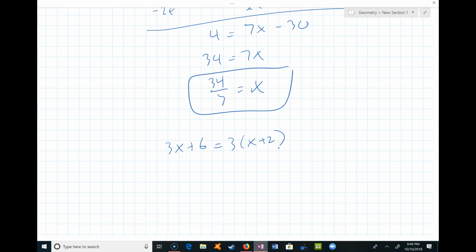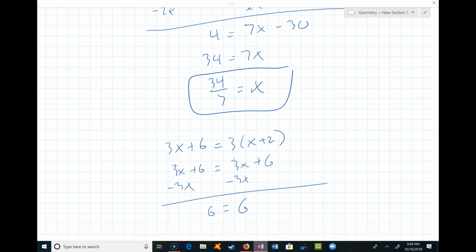So you might distribute. I'm simplifying the right side this time, so that'd be 3x plus 6. And then you try to get the x's together. So you subtract 3x from both sides, and what in the world? I end up with 6 equals 6. There's no x's. The x's have disappeared, so I can't solve for an x anymore.